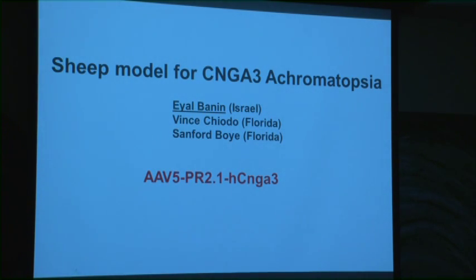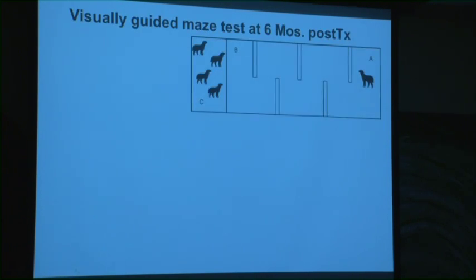Okay, we have another animal model for A3 achromatopsia. This is a recent one that's not published. It's really run through Eyal Banin in Israel at Hadassah University in Jerusalem. We've made the vector for this model. The vector is, again, AAV5, PR2.1, in this case, human CNGA3, not sheep, not mouse, but human. And in this case, it's a behavioral test where the sheep has to navigate through this not so complicated maze, but sheep like other sheep.